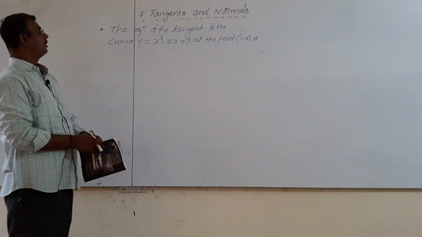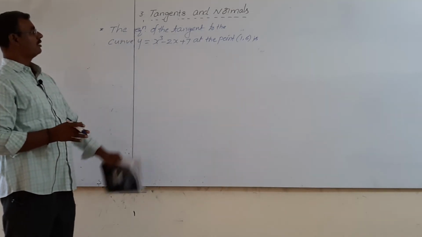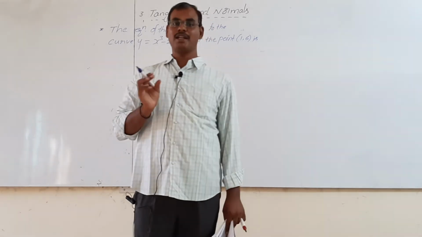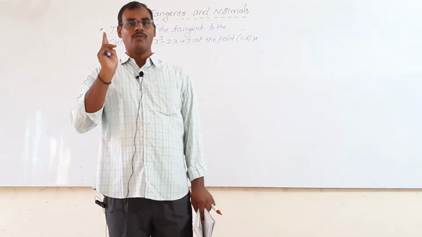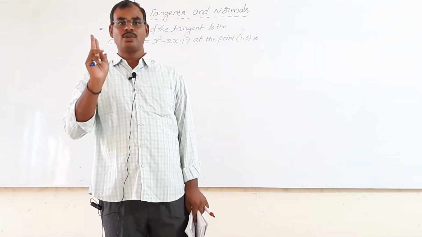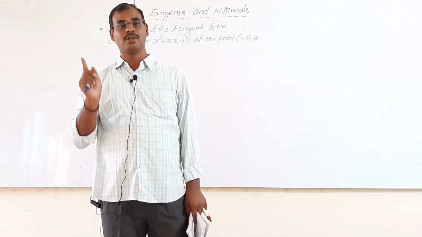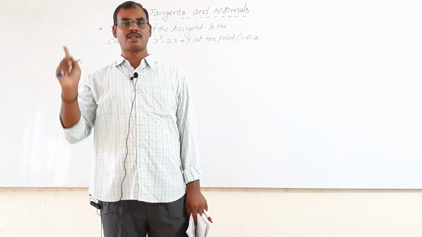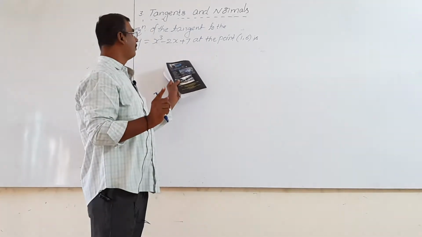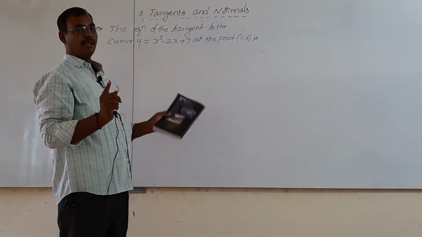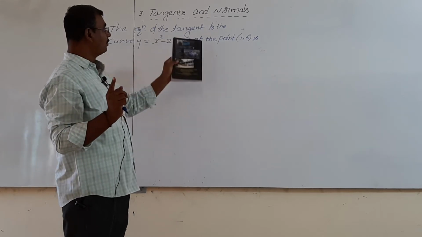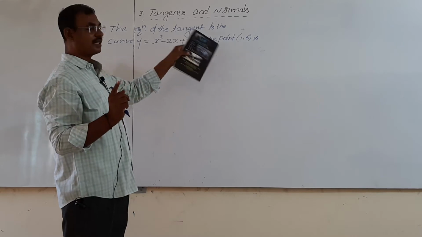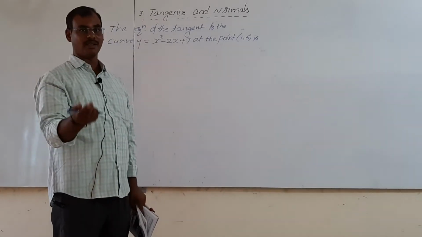So to find the equation of the tangent, what are the required conditions? Important: we necessarily need 2 conditions. The first one is a point, the second one is slope. In the problem, between the 2 conditions, observe which condition is given and which condition is not given.